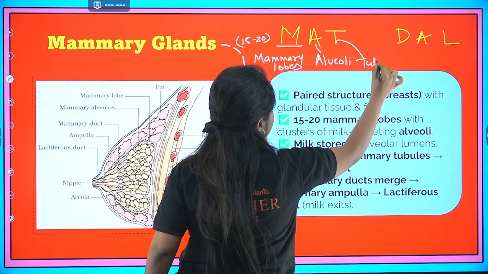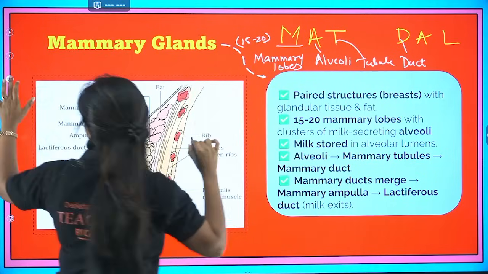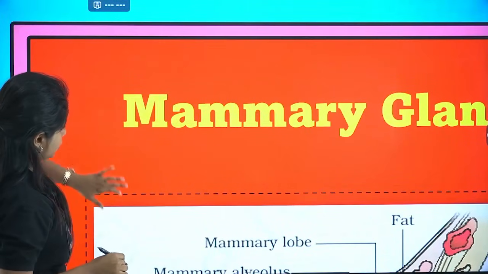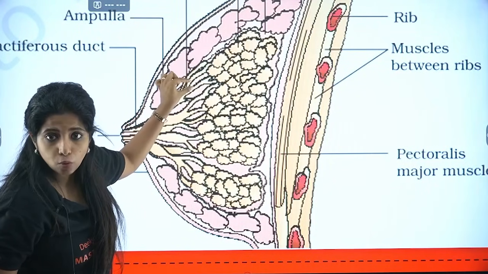Okay, done. And tubule, as I said, it is going to open into what? The duct. Fine. So duct. Let's talk about duct now. So this was the, where is it? So these were the ducts. So tubules, they were there and they were opening into the duct.